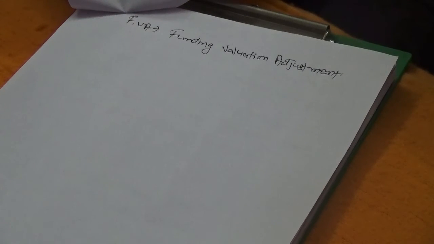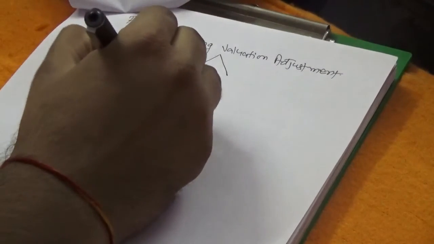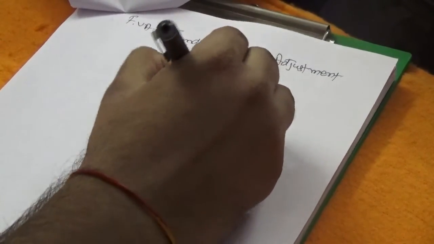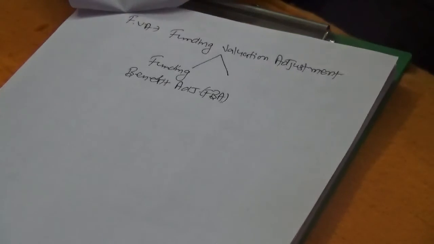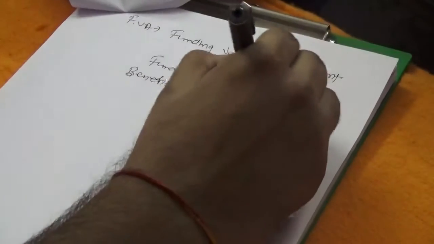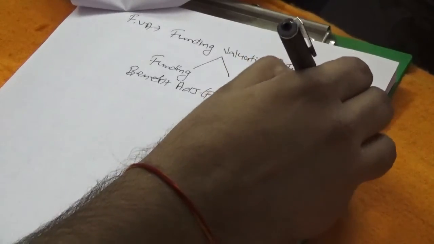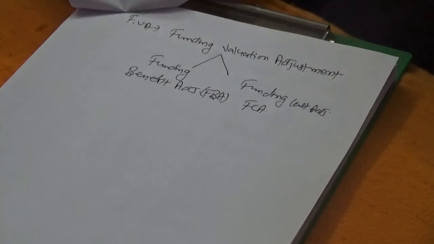So funding valuation adjustment will further divide into two parts. Funding valuation adjustment would be funding benefit adjustment, FBA. Another is funding cost adjustment, FCA. We are not describing much here because once we make a YouTube video, we are going to describe this using a technical example.